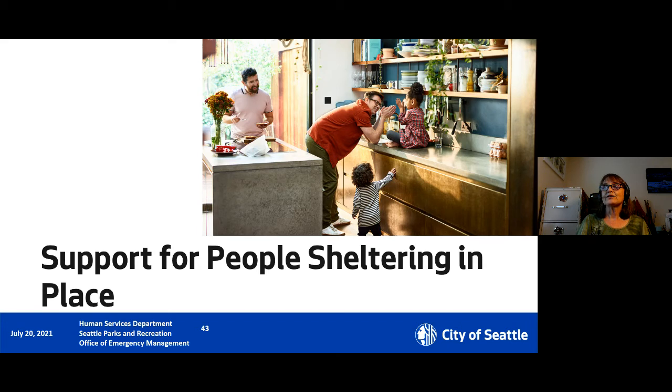Let's take a look at support for people sheltering in place. So rather than going to a separate shelter, another strategy for sheltering is to help people stay in their homes if it's safe. Generally, people prefer to stay in their homes if possible. The picture with this slide shows 2 adults and 2 children in the kitchen of a home. Support for people sheltering in place can take different forms. You may have experienced some of what is needed to continue living at home when your services were interrupted during winter storms, power outages, or even COVID.